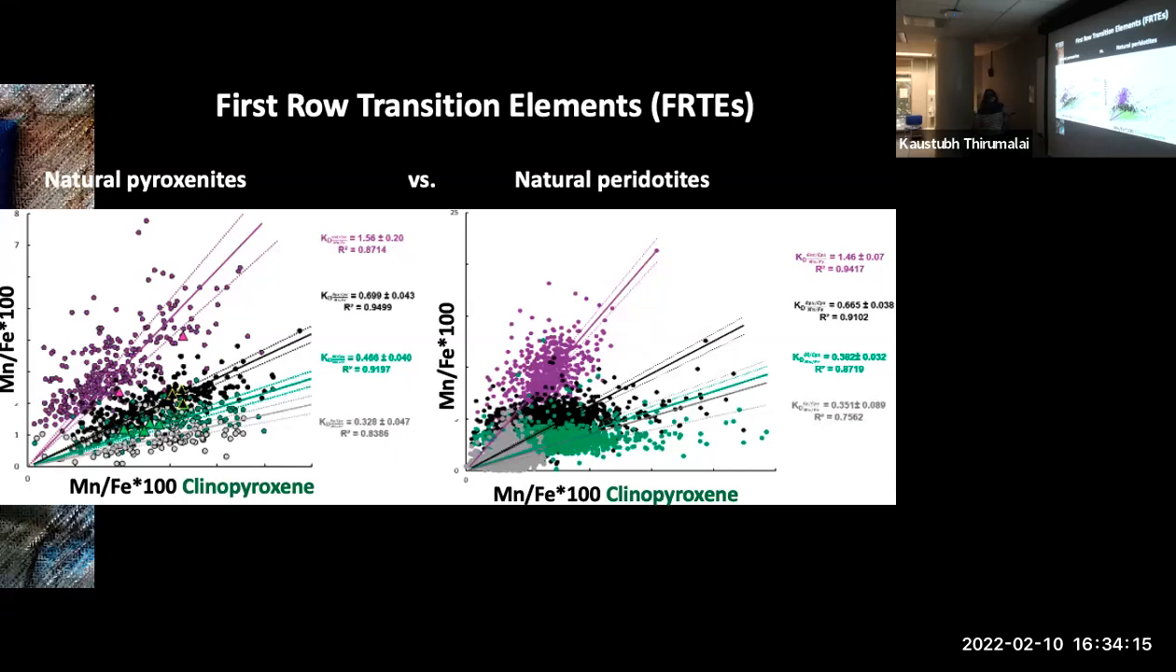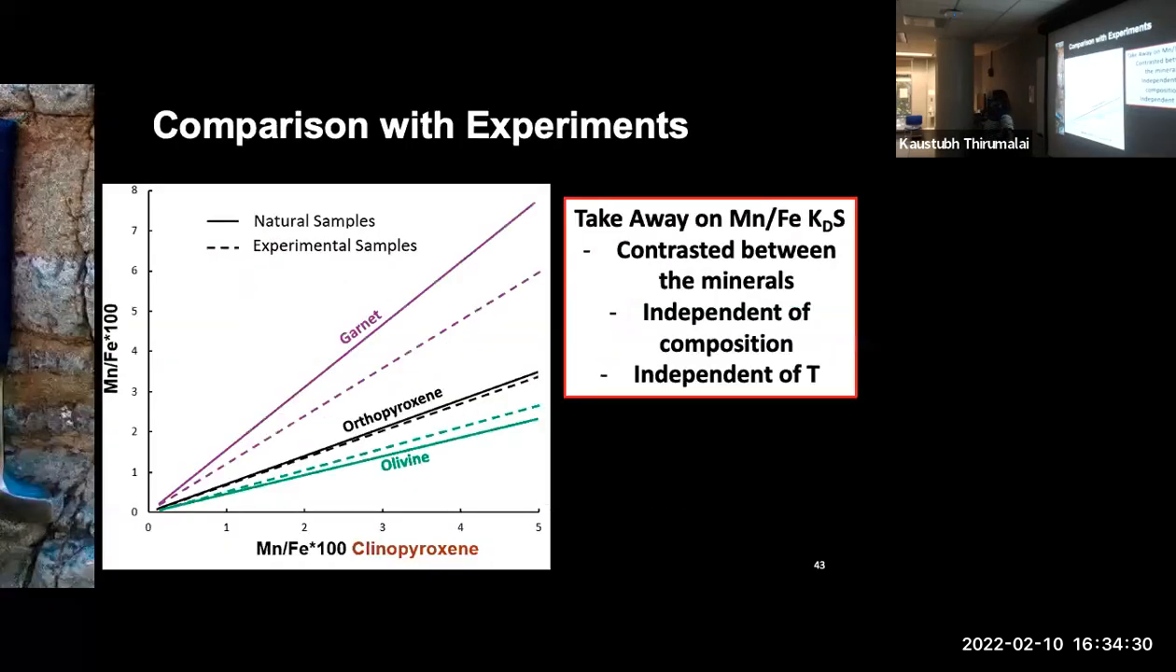And we have, including the error, a perfect overlap between peridotite and pyroxenite, which confirms that we don't actually have a dependence of composition on this exchange coefficient. We can also compare that with the experimental data. Olivine is good, orthopyroxene is good. Garnet, not so much, but there are actually very few experimental data dedicated to FRTs.